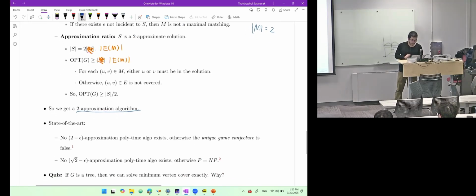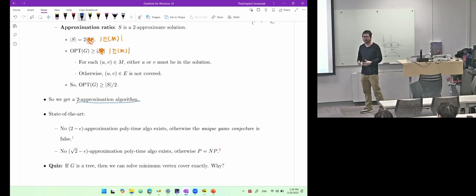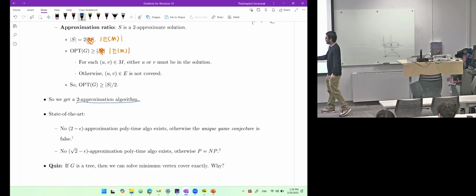Next time we're going to see how to solve a bunch of problems approximately using LP. And before we leave, this is a quiz. If a graph is a tree, why can you solve this problem exactly? You can think about it.